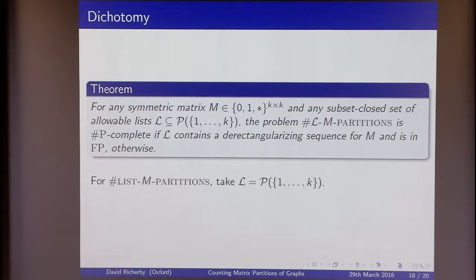So by transforming everything into pure instances, we can then use the CSP techniques from before to solve them, and we get our dichotomy: if you have one of these derectangularizing sequences available to you, then counting the partitions is not going to be easy, it is going to be complete. Otherwise, we have a polynomial time algorithm going via CSPs. And actually, I haven't mentioned it yet, but we use arc consistency to solve those CSP instances. I am pretty much at the end, so I think I'll stop there.